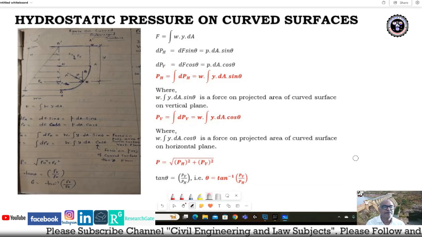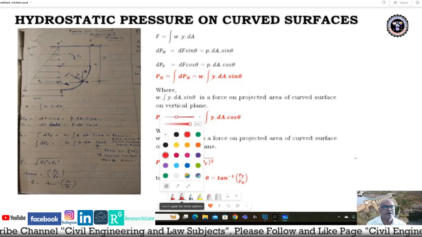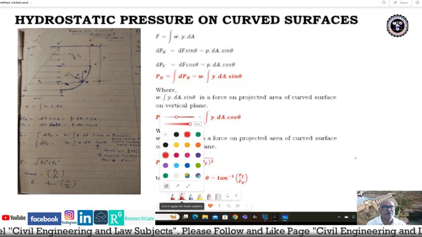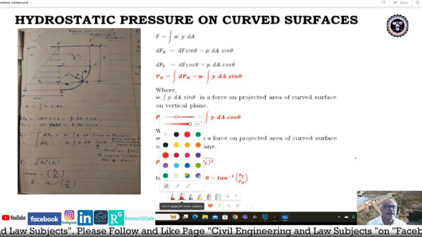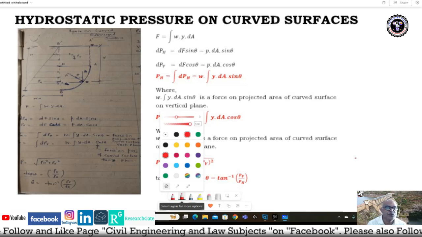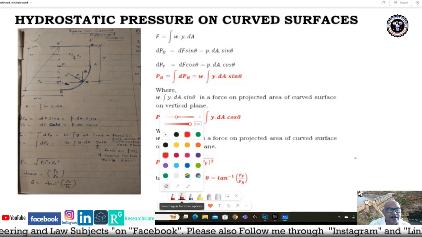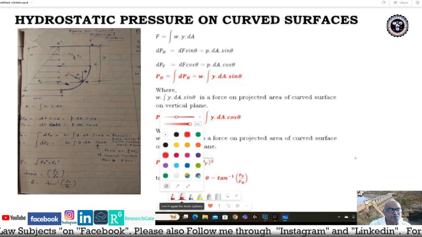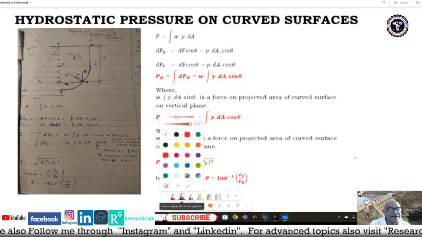Now let us see here. This is the free water surface and this is the curved surface A, P and C is the midpoint here. Now the pressure is acting in two components. One is the horizontal component and another one is the vertical component. This is the horizontal component and this is the vertical component, and the resultant is here, P.